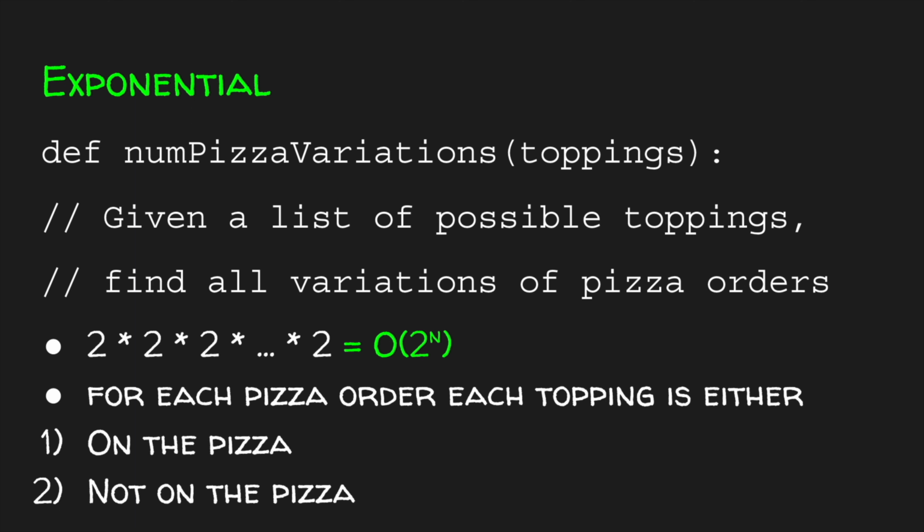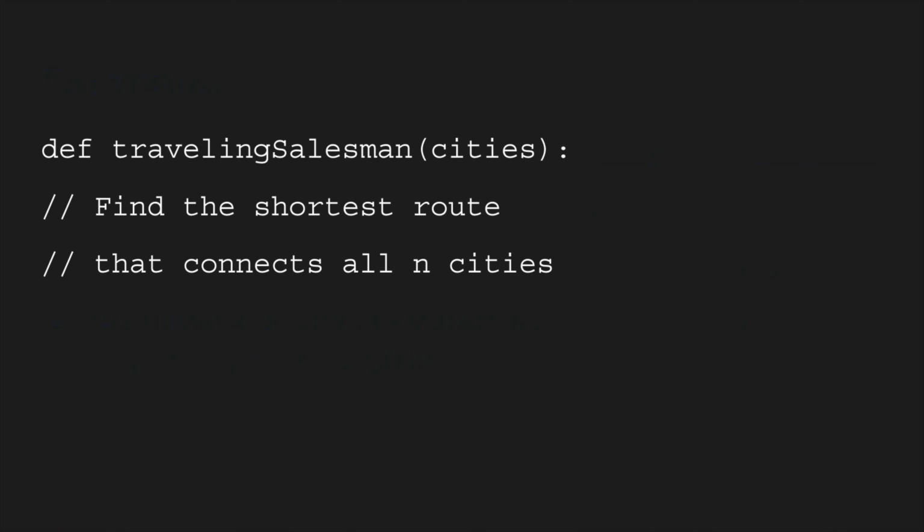Okay, last one. What is the time complexity of this algorithm? This is a famous problem called the traveling salesman. In this problem, we're given an input list of cities. We want to find the shortest route that connects all n cities, so the traveling salesman can hit his sales goal in the shortest time possible. The only way we can solve this problem is by brute force, so we'd have to find all the possible permutations of the cities. Let's break this down by looking at the order in which he visits a city versus the number of choices that city could be.